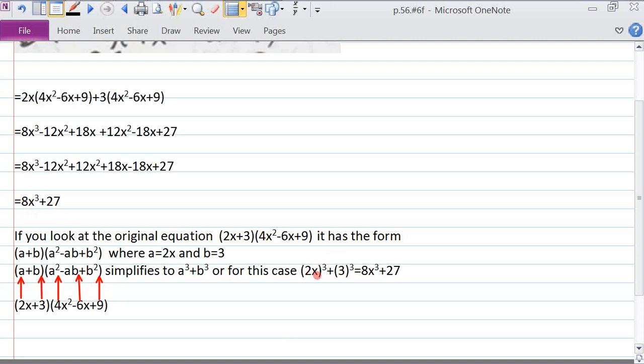So we have 2x cubed, a cubed, plus this. So it's just a different way of looking at this problem. You shouldn't memorize this, but you can see that this simplifies to a cubed plus b cubed, and our original expression was in the form a plus b, times a squared minus ab plus b squared, where a and b are identified this way.